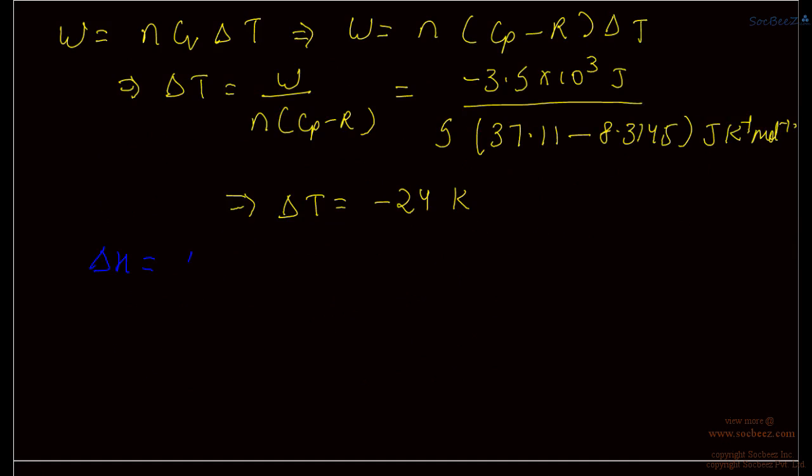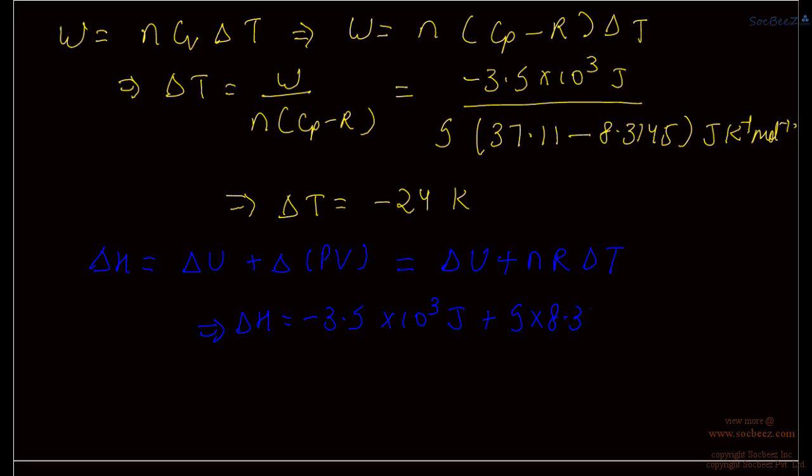Now delta H, as we know, equals delta U plus delta PV, and since PV equals nRT and the number of moles is constant, this comes out to be delta H equals delta U plus nR into delta T. Now the value of delta T is minus 24 Kelvin.